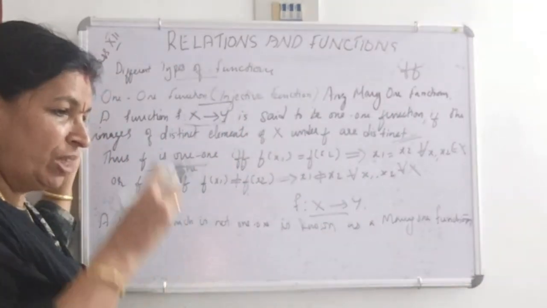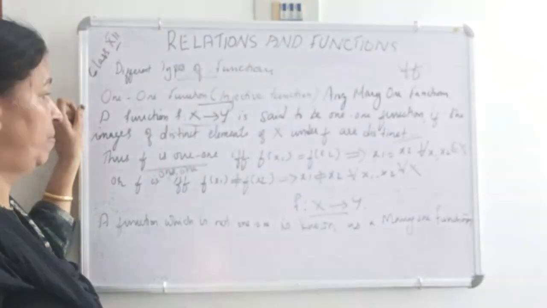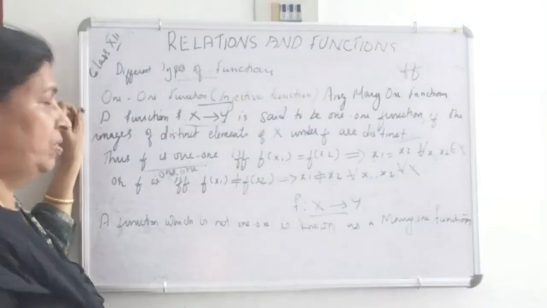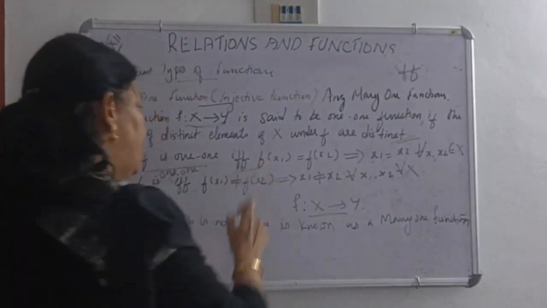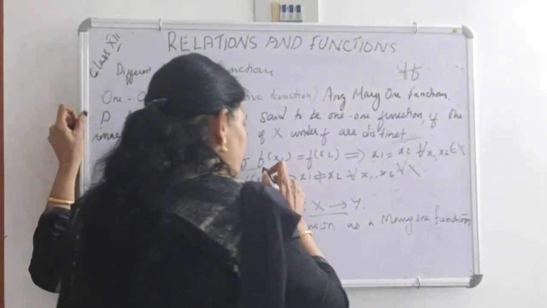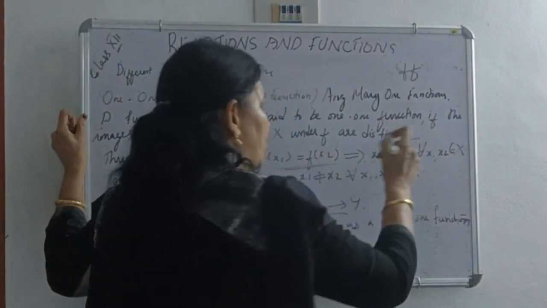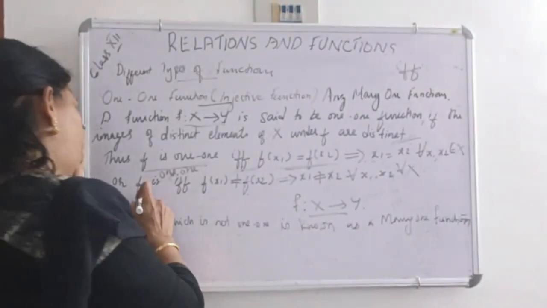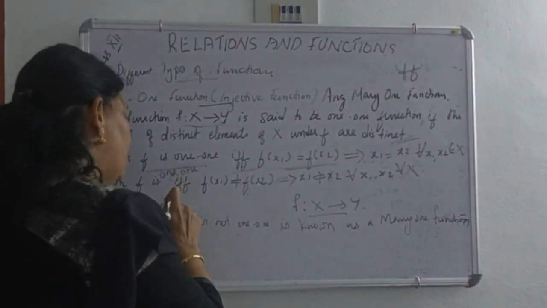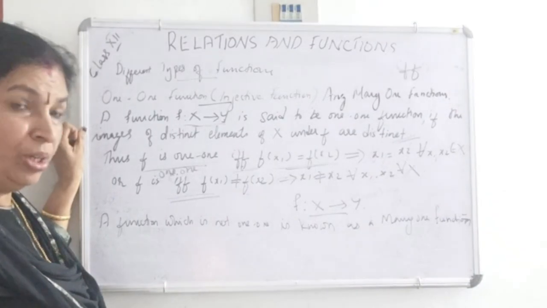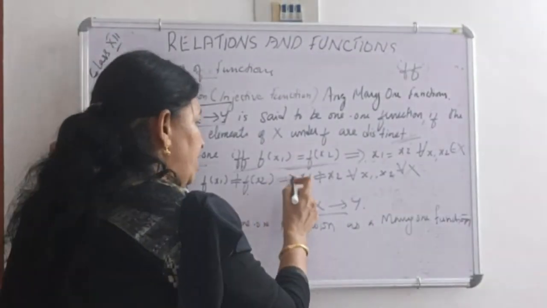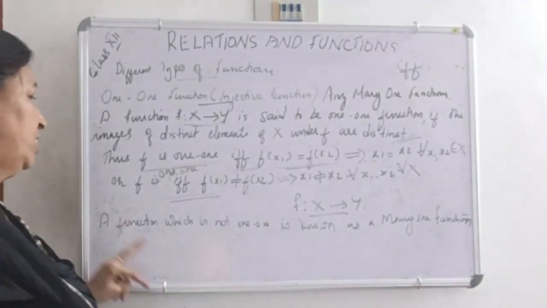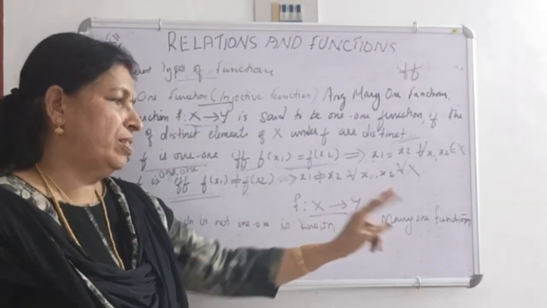പ്രത്യേക എലമെന്റ്സിന് പ്രത്യേക ഇമേജസ് ആയിരിക്കണം വരിയിൽ വരുന്നത്. Thus f is 1-1 if and only if f(x1) equal to f(x2) implies x1 equal to x2 for all x1, x2 element of X, or f is 1-1 if and only if f(x1) not equal to f(x2) implies x1 not equal to x2 for all x1, x2 element of X. A function which is not 1-1 is known as a many-one function.